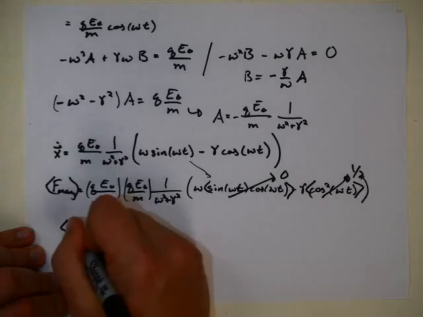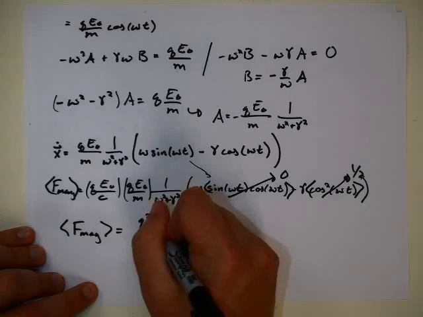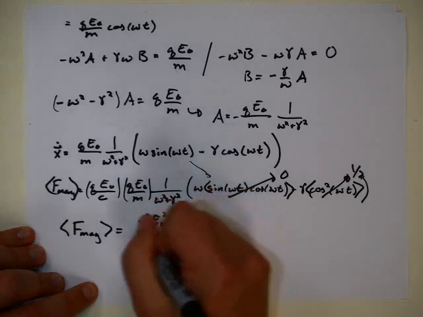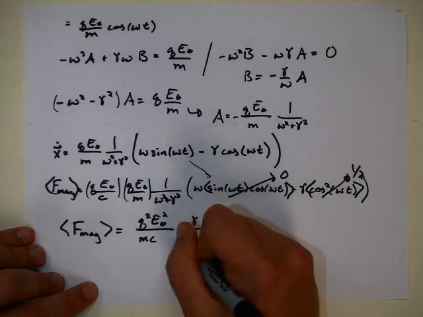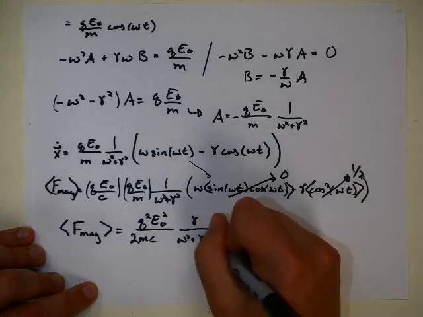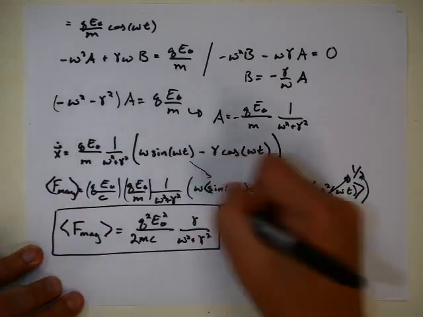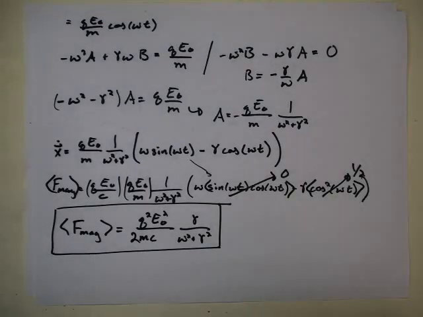And so the time average of the magnetic force for this damped system is Q squared E0 squared over M C, gamma over omega squared plus gamma squared, with the 1/2 there, so 2MC. If we have some substance that has damping, there will be a non-zero average magnetic force from that substance.